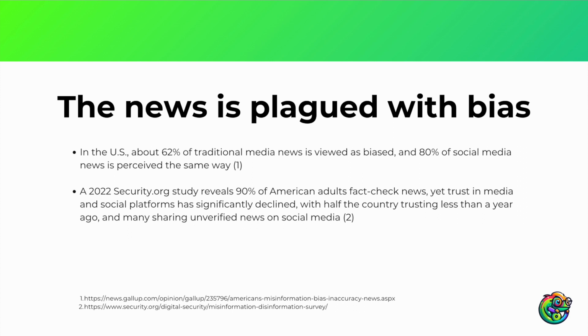In the United States, about 62% of traditional media is viewed as biased, and it's even worse in social media. About 80% of news is perceived the same way. A 2022 Security.org study reveals that 90% of Americans say they do fact check their news. However, trust in these media organizations has rapidly declined, with about half the country trusting them less than a year ago, and many sharing unverified news on social media.